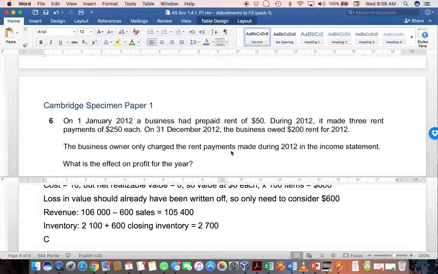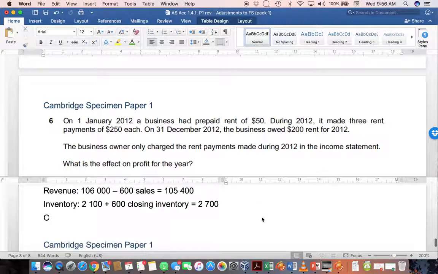And the last question for today from the Cambridge Specimen Paper 1. On the 1st of January 2012, a business had prepaid rent of $50. During 2012, it made 3 rent payments of $250 each. On the 31st of December, the business owed $200 for rent for 2012. Now that's for the current financial year. The business owner only charged the rent payments made during 2012 in the income statement. What is the effect on profit for the year?